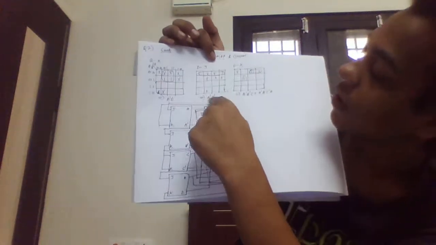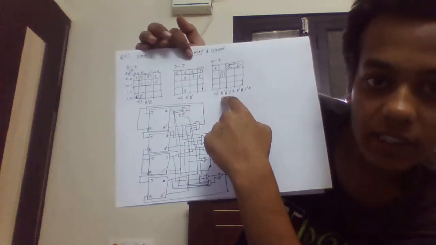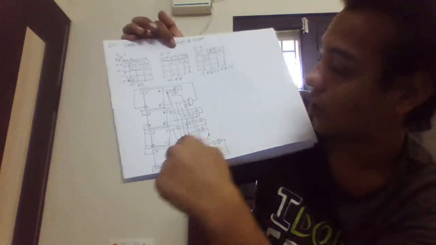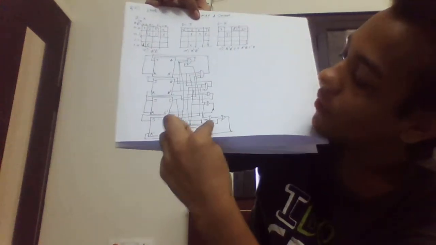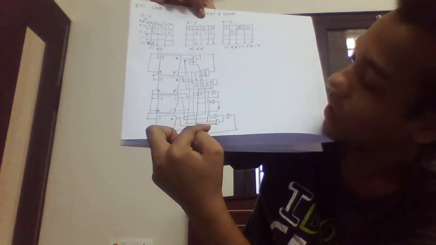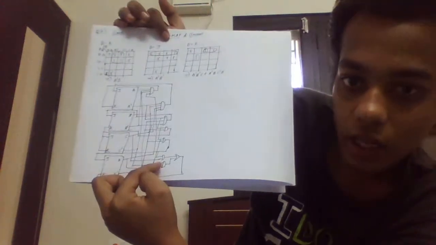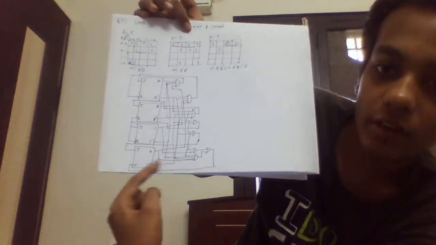Similarly, for DJ it's A dash B dash, and for DK it's A dash B dash C dash plus A B dash C dash D. So as you can see here, for DK we've taken both the terms A dash B dash C dash and A B dash C dash D, and we've given an OR gate to add both of these and then give it to DK.